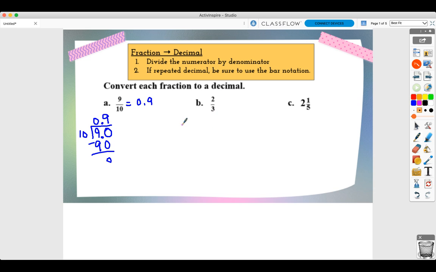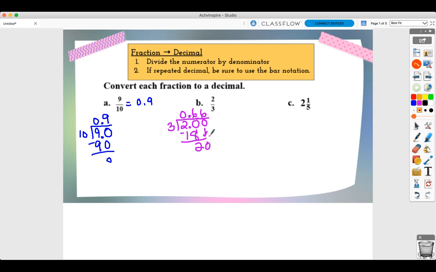Let's do another one. 2 over 3 is going to be 2 divided by 3. So 3 doesn't go into 2, so we're going to add a 0, a decimal, and then another decimal right on top of it. Then add a 0. 3 goes into 20 6 times. 3 times 6 is 18. You subtract them, you get a 2, and then add another 0 over here, and you bring that down. 3 goes into 20 6 times.